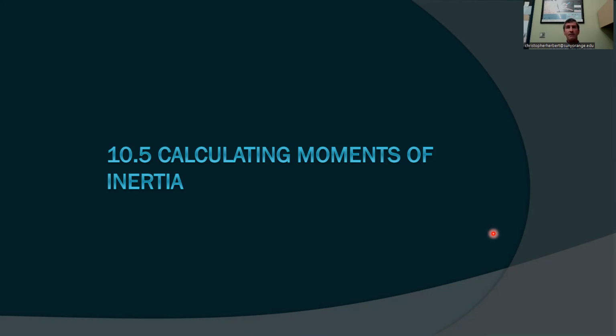So calculating the moment of inertia means we need to not only take into consideration what the mass is, but where the mass is located. The moment of inertia is basically the product of the mass times the distance from the axis of rotation.